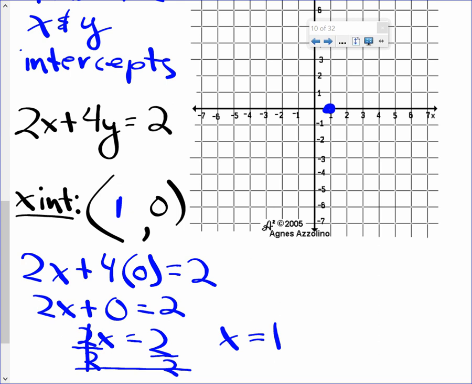So instead of graphing by a table of values, remember this stuff we did about maybe 3 weeks ago? We made a table of values, x and y. This is a different method of graphing. You just find both x and y intercepts, and you can graph that puppy. It just depends. Some people like table of values, some people like intercepts.